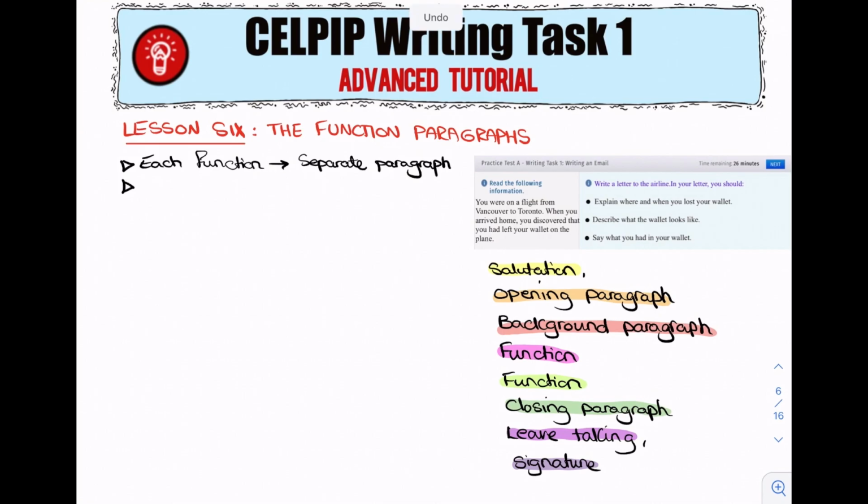The second piece of advice that I have for you is that each of those functions should be supported with 2 points. So support each function with 2 points. Now, what do I mean by this? What I'm trying to say is that you shouldn't skim over the points very briefly. You should show the examiner that you are able to develop each of those points sufficiently. So let me give you an example.